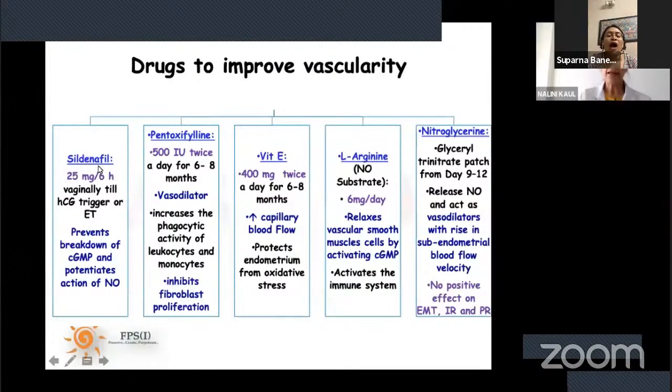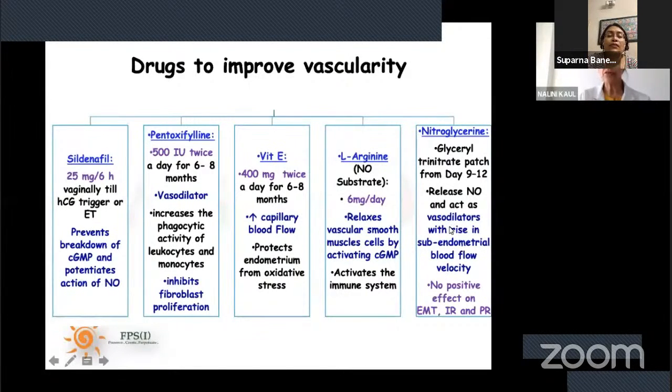Then look at the drugs which are used to improve vascularity. We have sildenafil, pentoxifylline, vitamin E, arginine, and nitroglycerin. Of these, I think sildenafil and arginine are the two most used. Sildenafil is given in a dose of 25 milligrams every 6 hours vaginally till HCG trigger or ET, and arginine is given 6 milligrams per day on a daily basis. It is thought that apart from improving vascularity, it activates the immune system.